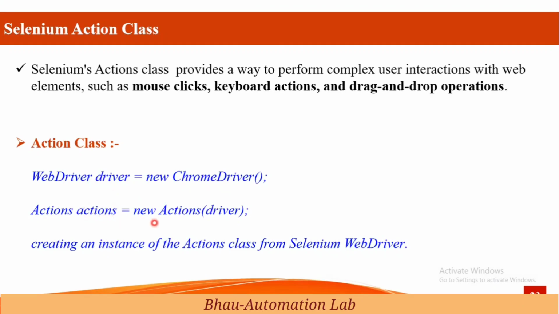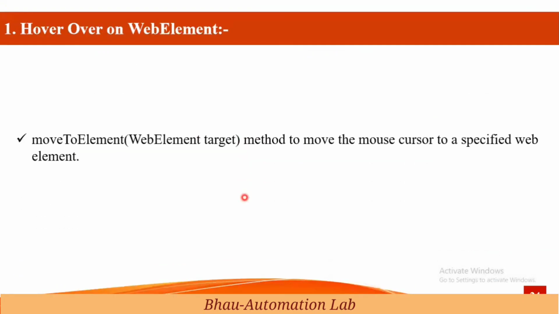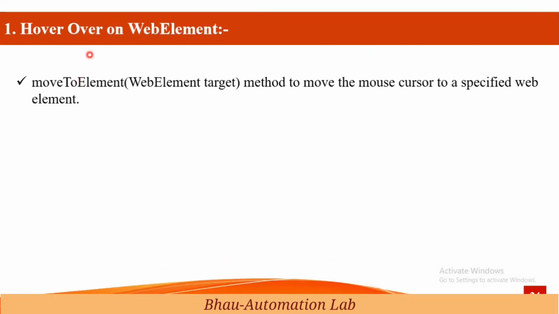Then we have created the Actions class object here and provided that WebDriver as the instance variable. We have created the instance of the Actions class from the Selenium WebDriver. So now we need to hover on that element. You need to perform the first mouse action, like hovering on the element. Whenever we want to hover on any element, we use the moveToElement method to move the mouse cursor to a specific web element.